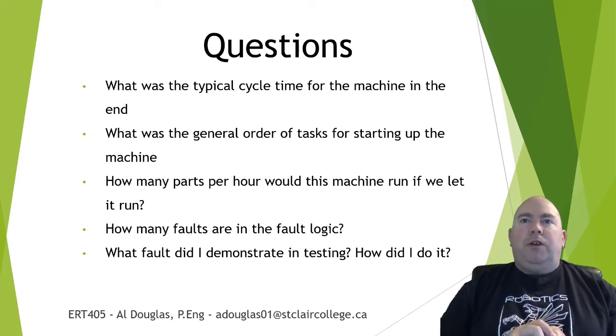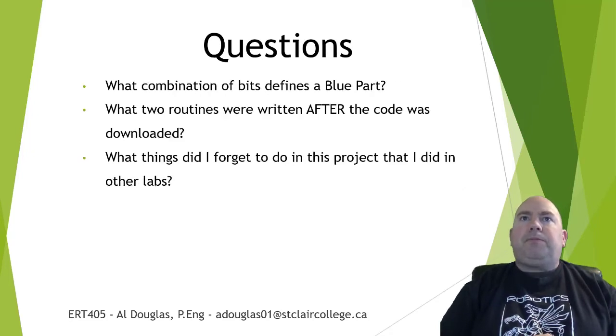How many faults are there in the fault logic that are programmed in here? And then what fault do I actually demonstrate during the testing of this machine? What combination of bits from the vision system finds a blue part? We have to figure that out during the testing. You can see me do that. What two routines were written after the code was downloaded? The majority of this code was all written offline before it was downloaded, but there's two routines that I didn't do until the program was actually downloaded. What are those?